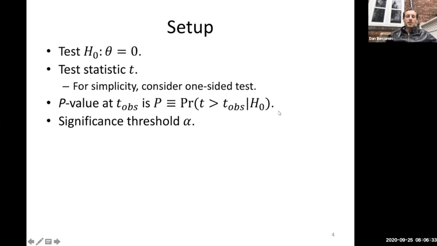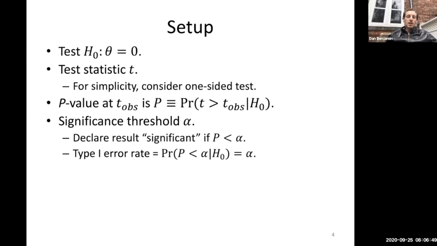A significance threshold, I'm going to call alpha. And what a significance threshold alpha means is that we're going to say a result is statistically significant. We're going to reject the null hypothesis if the p-value is smaller than alpha. You can show that the type 1 error rate, which is the chance that you declare a result significant when you shouldn't have, when the null hypothesis was actually true, that probability is alpha. So the significance threshold doubles as the chance of making a type 1 error.